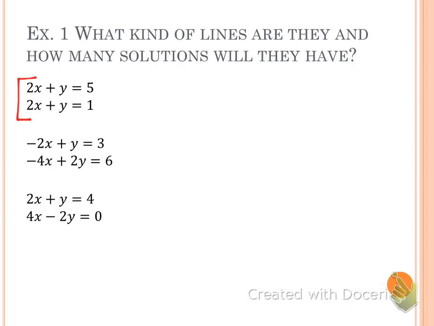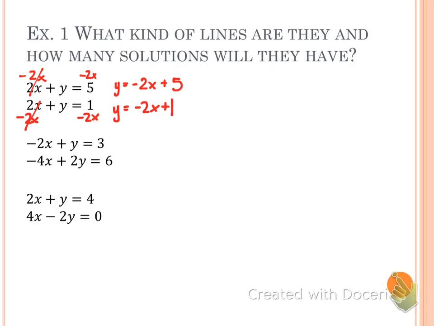So I have to ask myself, okay, what do I need to do to this equation to get it into y equals mx plus b form? I need to subtract 2x on both sides. And I get y is equal to negative 2x plus 5. Okay, it's in y equals mx plus b form. Let's do that to the second one. Subtract 2x on both sides, and y equals negative 2x plus 1.